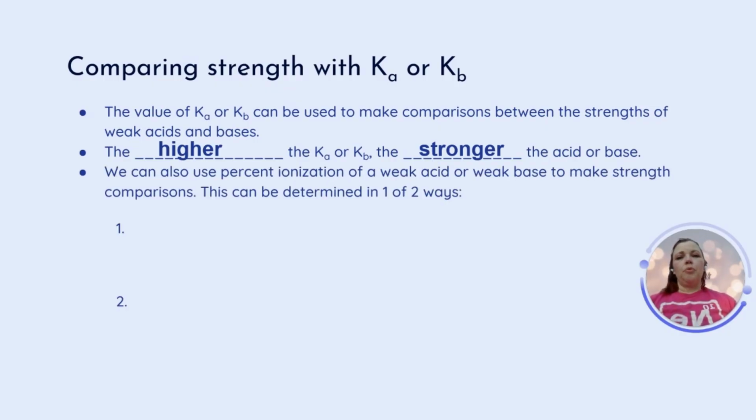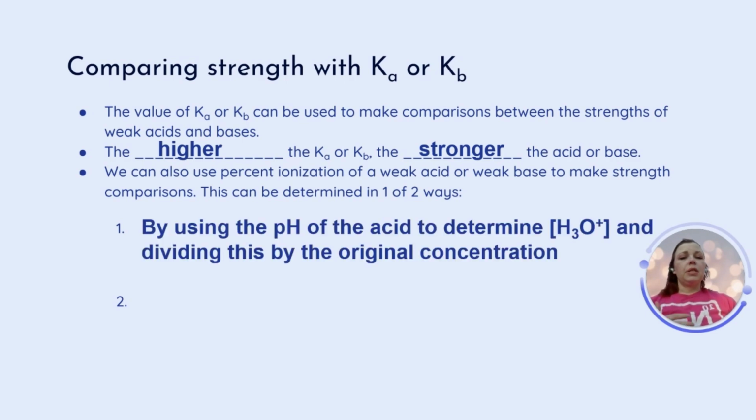Okay. So we can also use percent ionization of a weak acid or weak base to make strength comparisons. We can do this in one of two ways. So you could be given the pH of the acid, and from that you can determine your hydronium concentration and divide that by the original concentration.